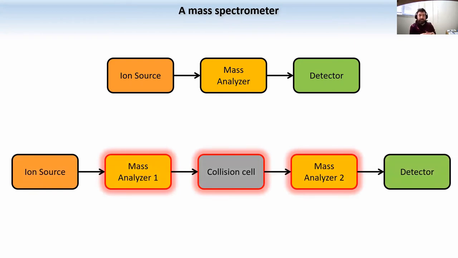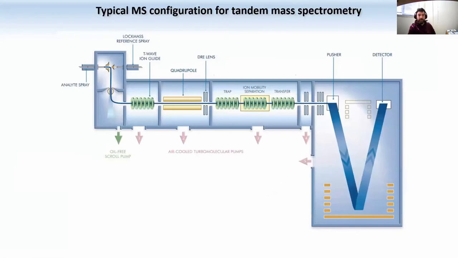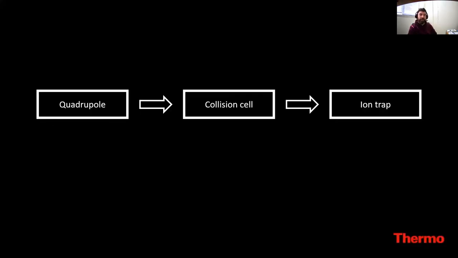They still have the same components, but they usually have analyzers in tandem. The reason is that one analyzer can be used to filter molecules, and then these molecules can be fragmented. And then the other analyzer is used to define the fragmentation pattern of these molecules. That's when we get more accurate information about what kind of molecule we have. I wanted to show you a practical example, so you can follow me better.